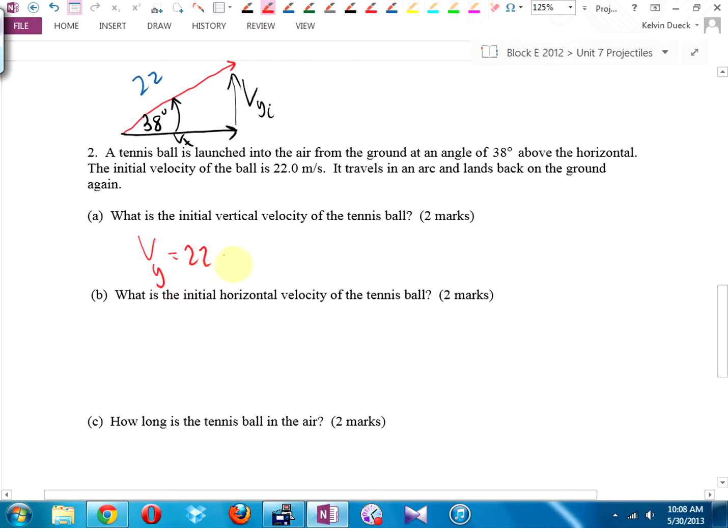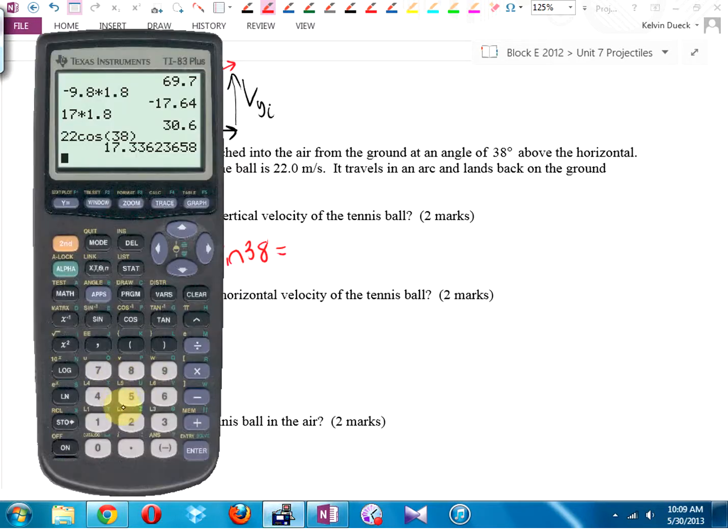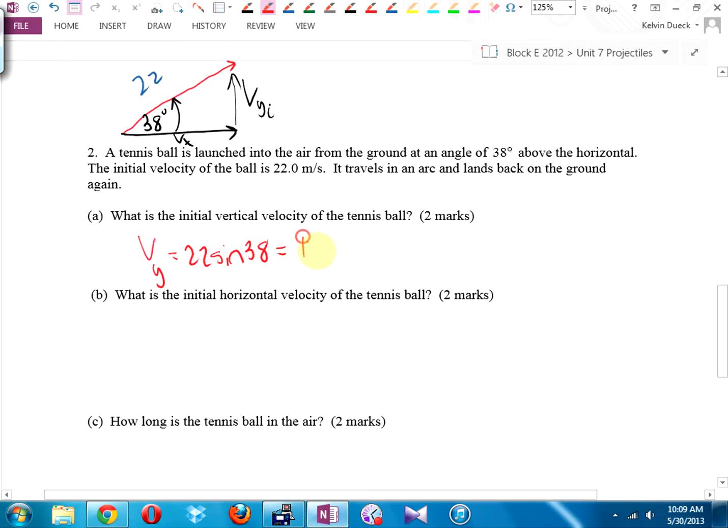Vy. What's Vy? Which trig function is Vy usually? Sine. Really? Oh, I wish there was a dumb, easy way to remember that. That would be convenient. But boy, I suck as a teacher. I got nothing. 13.54. I'll go 13.5. 1 mark if you used Vy. If I see the 22 sine 38, 1 mark for the answer.